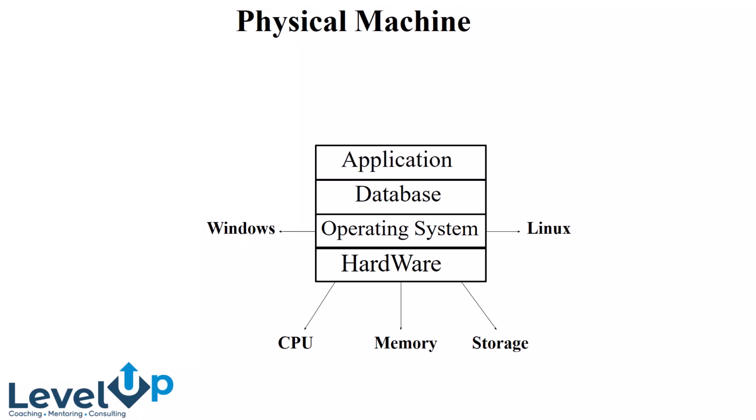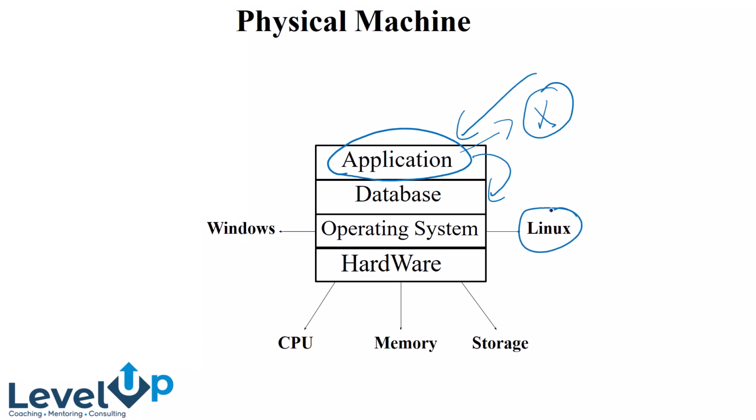Now, what is an application here? I told you we want to host a website, so that is nothing but an application. So we will put the website code and whatever database is required for that. Let's say I name the application X. Now if my application X requires Linux OS, here I'll put Linux as the operating system. Now let's say I have application Y, and I require a Windows OS, then I can put Windows operating system.